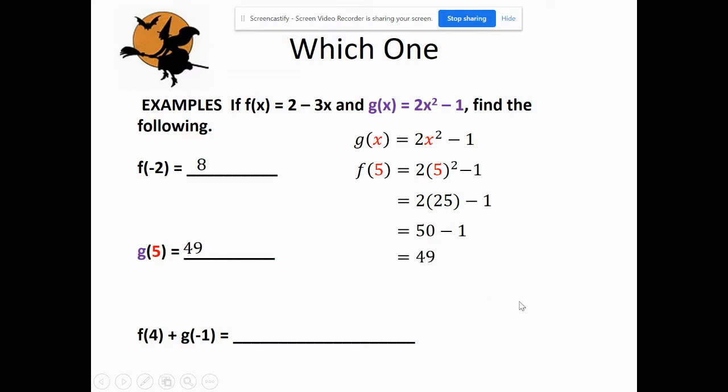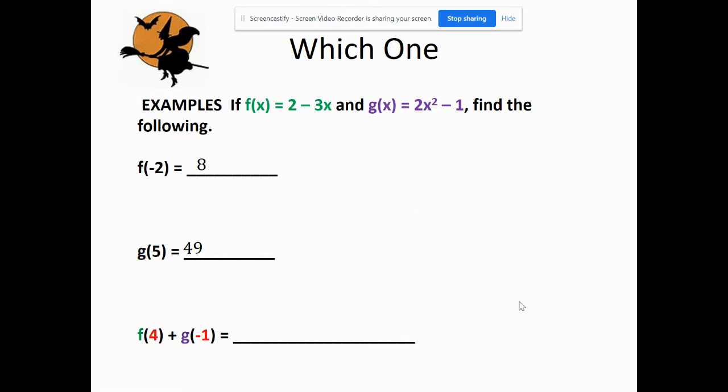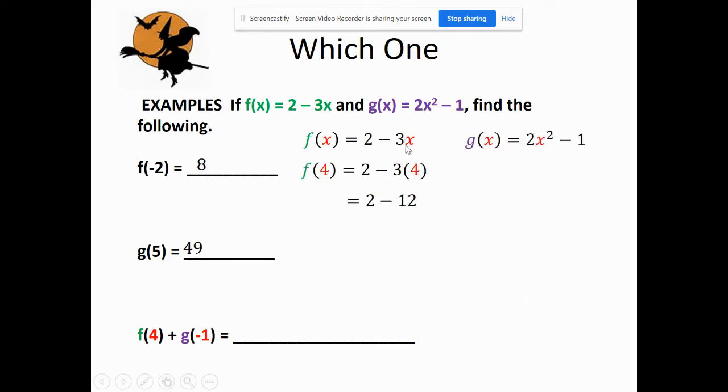Now look at our last one. We have two things we're going to do. I want to put the 4 in the f function and the -1 in the g function. So if I put a 4 up here, notice I replace the x with parentheses, put a 4 in. I'll do 3 times 4 first, which is 12, which means I have 2 minus 12, or -10.